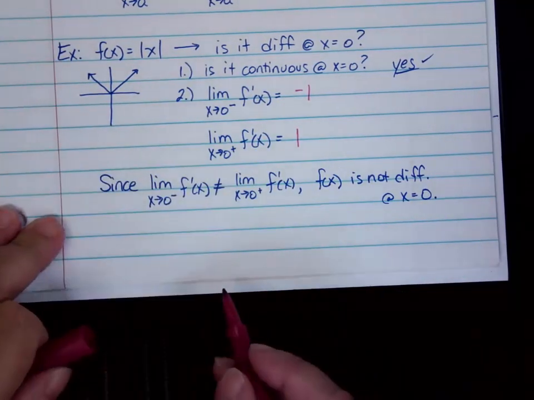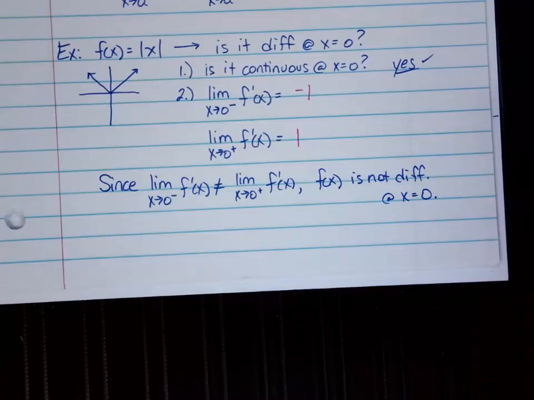That is another reason that it's not differentiable, because differentiability means it's got a unique slope at that point. And in this case, it doesn't. Okay? Questions? All right, let's go on to some examples of problems that you're going to see on the worksheet that goes with this.